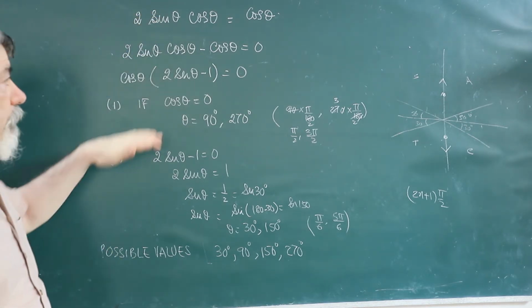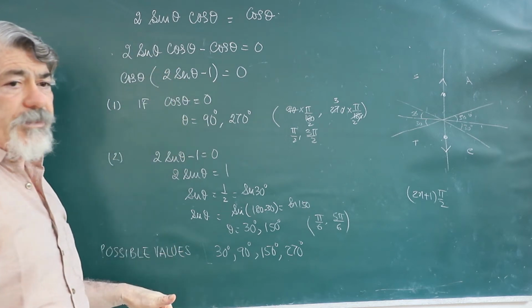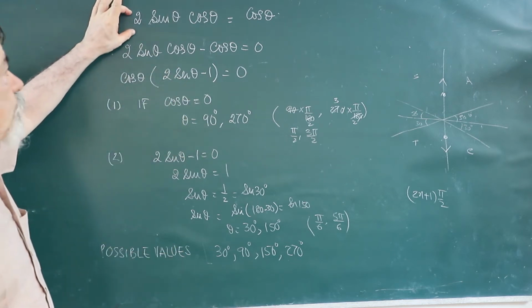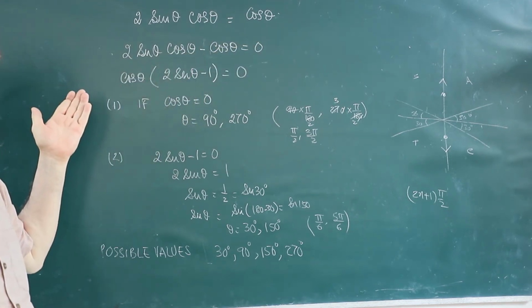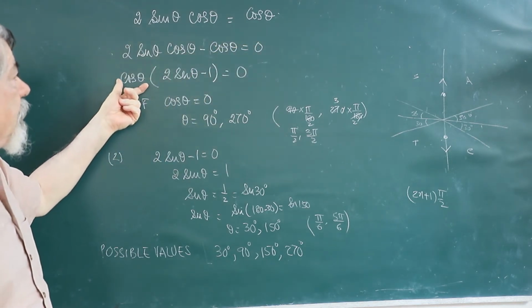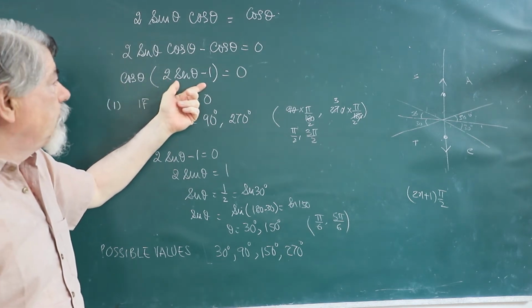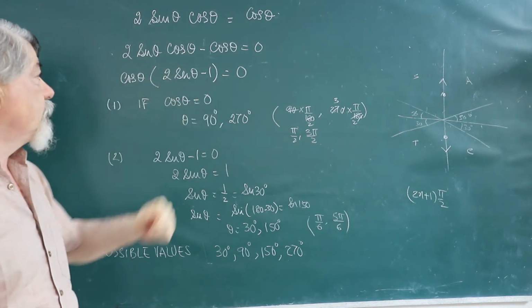equation. We have explained to you in detail about it. We said 2 sin theta cos theta is equal to cos theta. Bring cos theta to the left side. Take cos theta common. It becomes cos theta into 2 sin theta minus 1 is equal to 0.